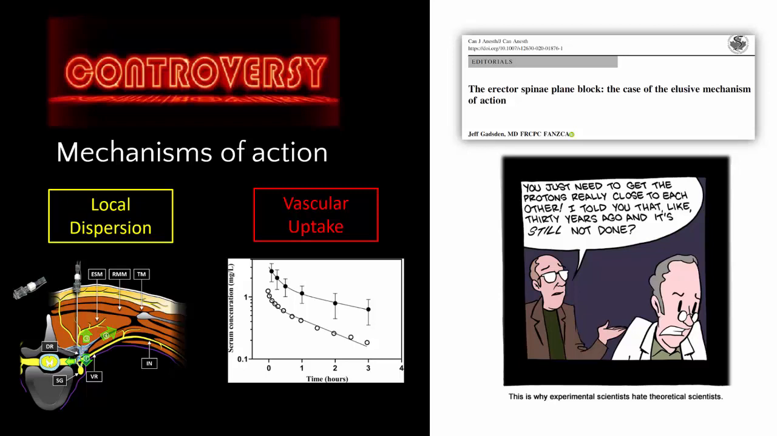Ultimately, the relative contribution of local dispersion and local effects versus vascular dispersion with systemic effects is not easy to determine at this time, and it may also be different for different scenarios and different fascial plane blocks. But it is my opinion that the theoretical considerations in evidence base suggest that the local effect probably predominates.